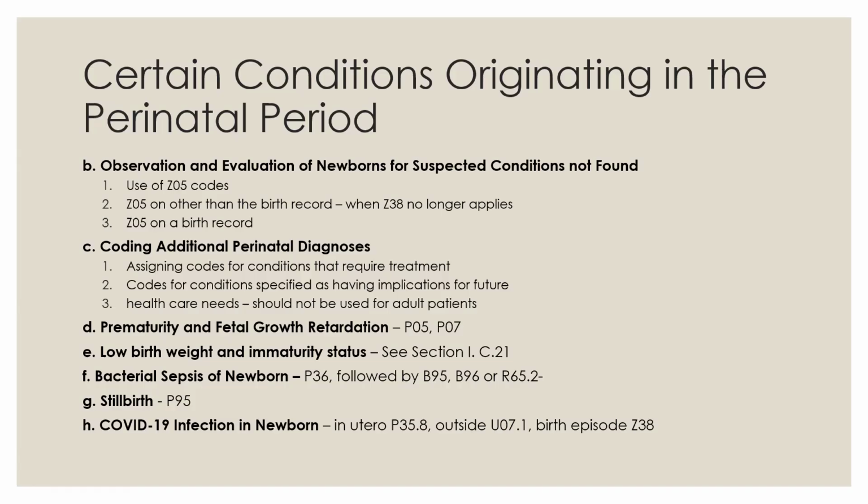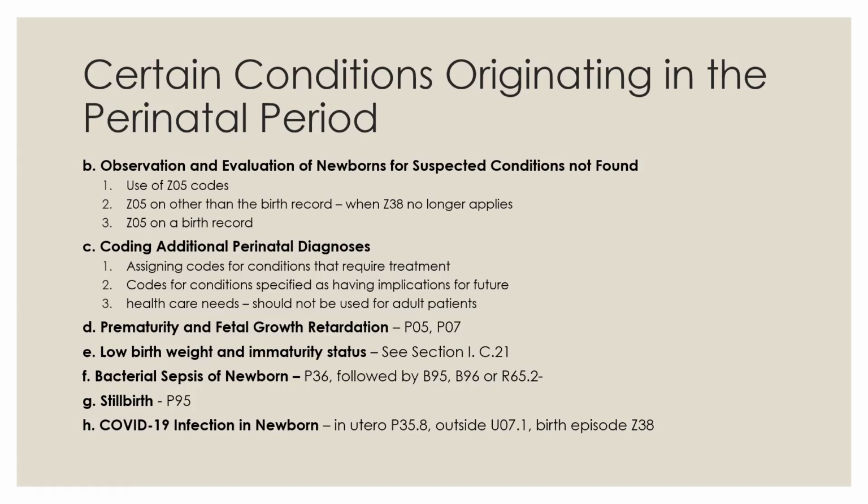Next, we have coding additional perinatal diagnoses. Number one, assigning codes for conditions that require treatment. Assign codes for conditions that require treatment or further investigation, prolong the length of stay, or require resource utilization. Number two, codes for conditions specified as having implications for future healthcare needs. Assign codes for conditions that have been specified by the provider as having implications for future healthcare needs. As a side note, this guideline should not be used for adult patients.